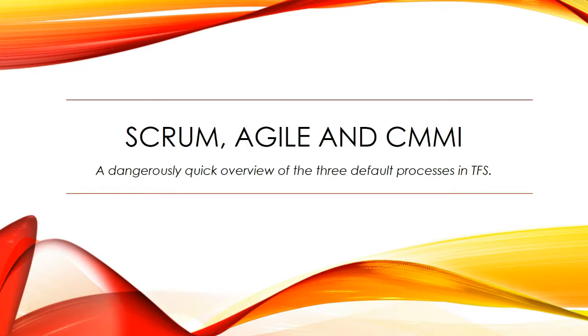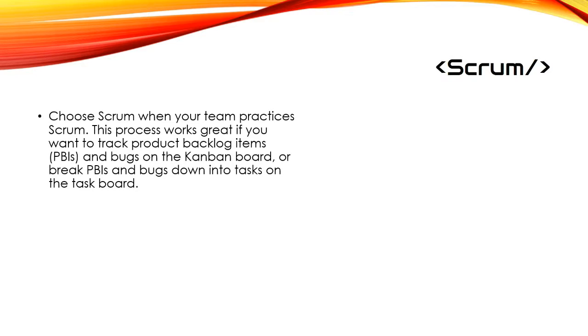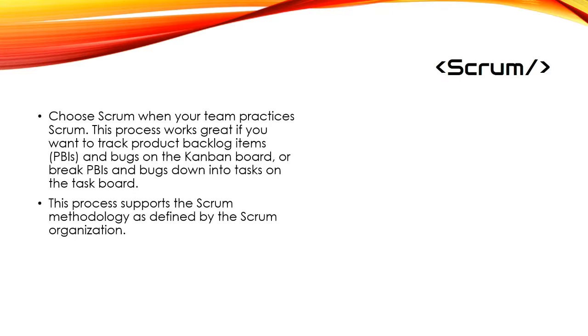Scrum, Agile, and CMMI, a dangerously quick overview of the three default processes in TFS. Scrum. Choose Scrum when your team practices Scrum. This process works great if you want to track product backlog items and bugs on the Kanban board or break PBIs and bugs down into tasks on the task board. This process supports the Scrum methodology as defined by the Scrum organization. Tasks support tracking remaining work only.